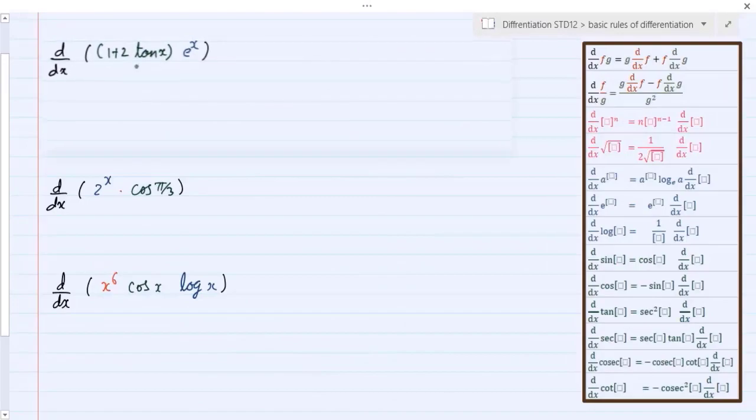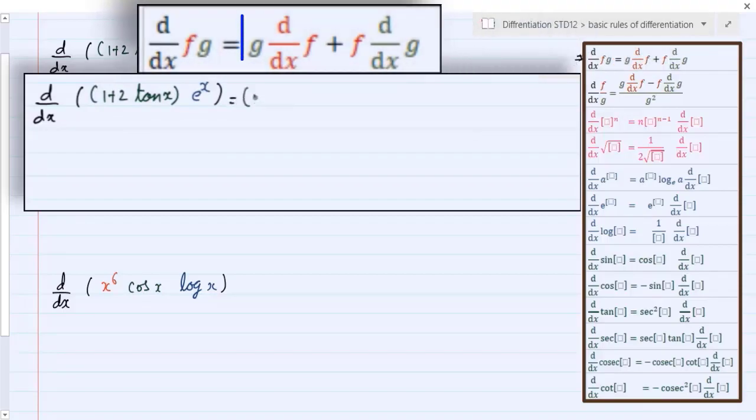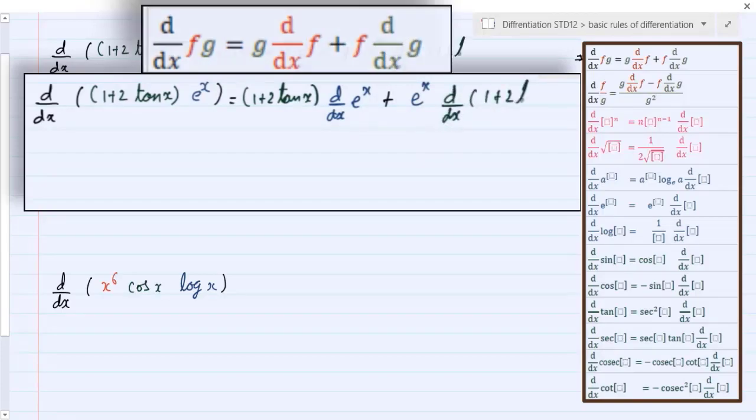In this question, we have to find the differentiation of (1 plus 2 tan x) into e raised to x. So one function is 1 plus 2 tan x and another function is e raised to x. So let's apply the multiplication rule. Your 1 plus 2 tan x in the first term will be as it is. We have to differentiate e raised to x, plus in the second term your e raised to x will be as it is. We have to differentiate 1 plus 2 tan x.